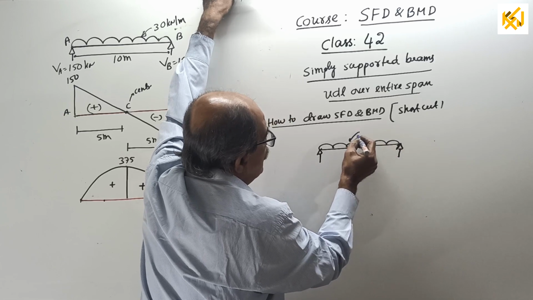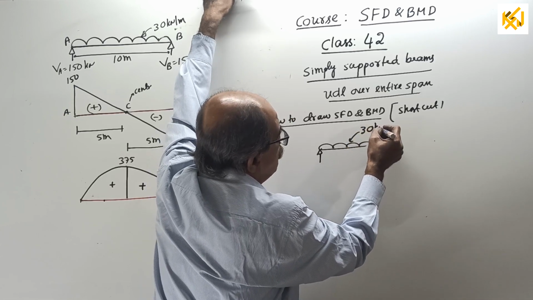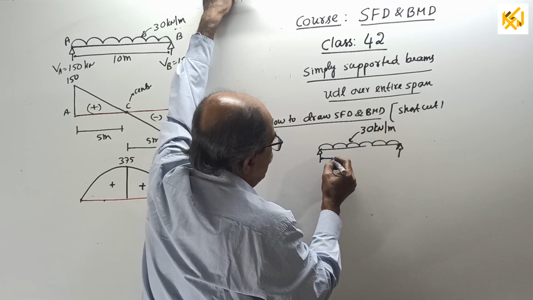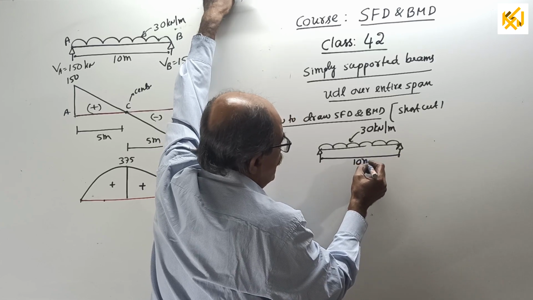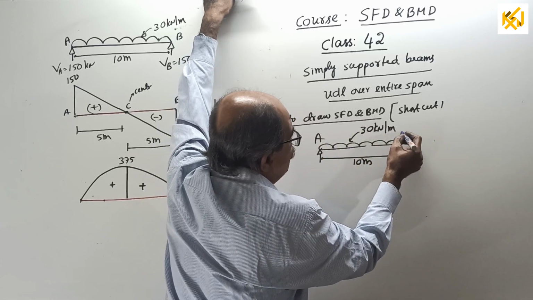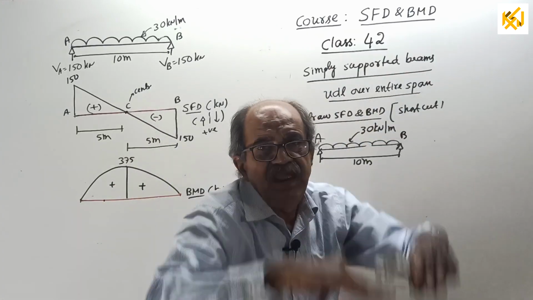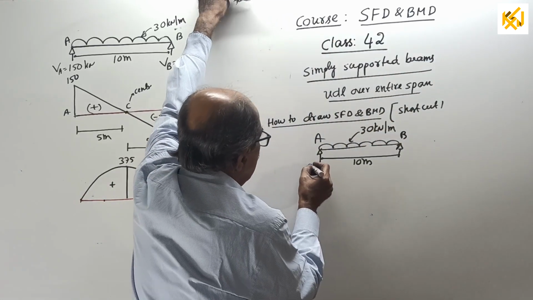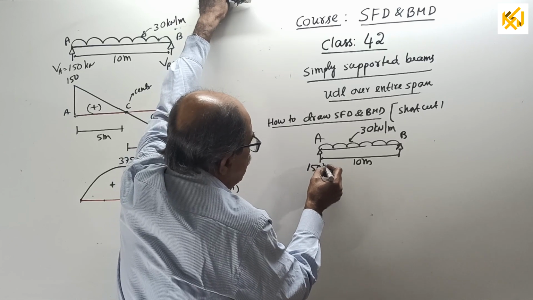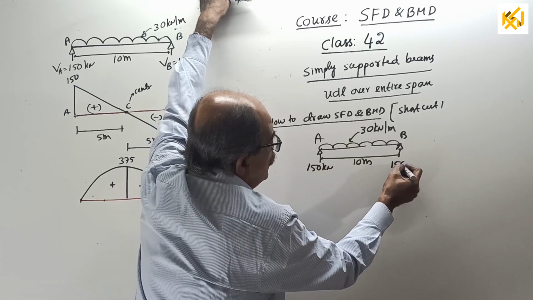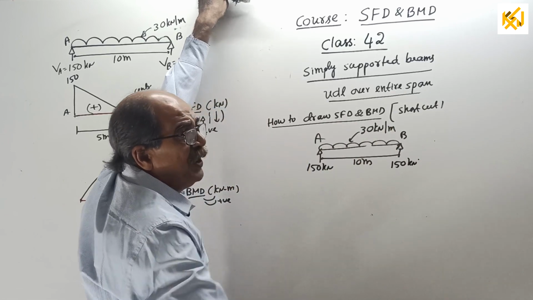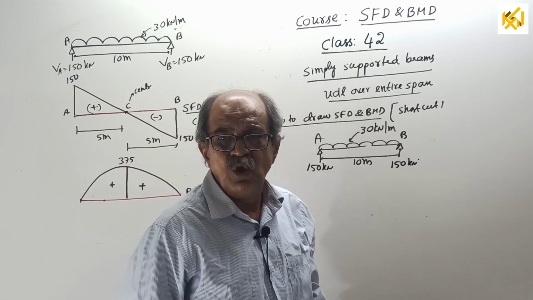UDL of how much? 30 kilonewton per meter. Span is 10 meter. See, directly A and B, nothing else. 30 into 10, total load 300 down. Each reaction directly 150 kN, 150 kN. You need not write VA also. Why? This is a shortcut. You know it is VA.